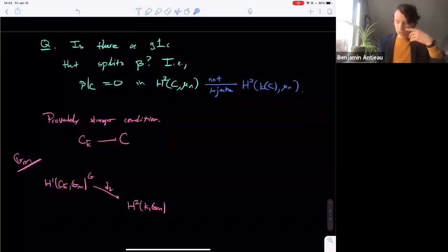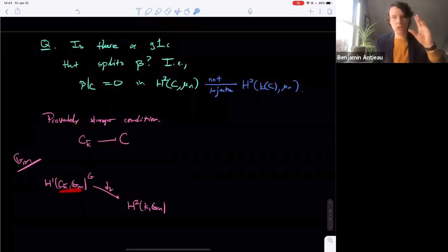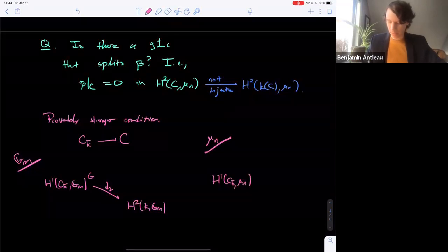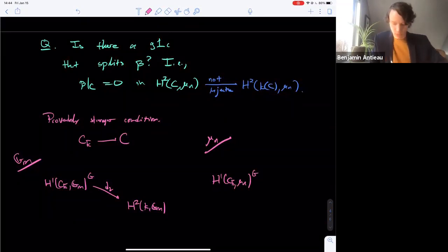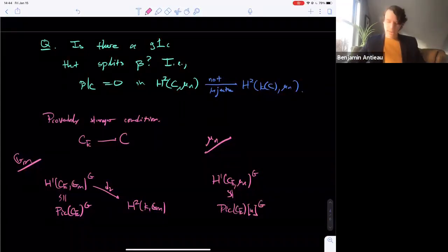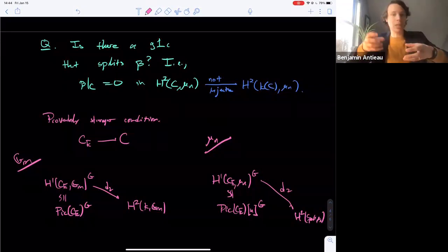And in particular what it says is that if I kill a class, then there's a Galois fixed line bundle on the algebraic closure that doesn't descend to the curve itself. And if we do the same thing for mu_n, then what we get is H1(C_Kbar, mu_n)^G. Sorry, I should have written, this is the torsion in Pic(C_Kbar)^G. And this has a D2 differential to the mu_n cohomology. So the only way that I can kill a class in mu_n cohomology is if there's a torsion line bundle on the algebraic closure that's Galois invariant, but doesn't descend to an actual torsion line bundle on C. Okay.